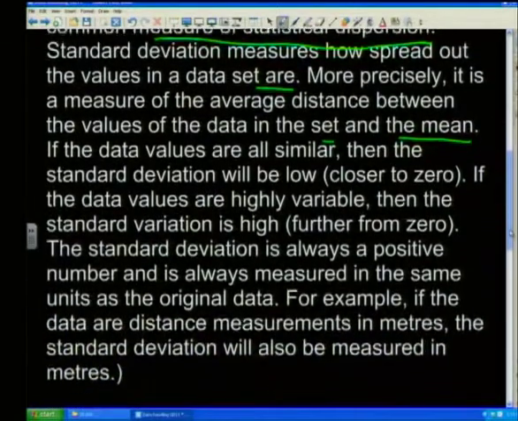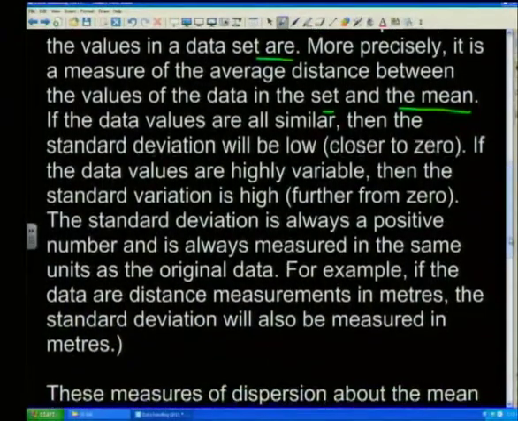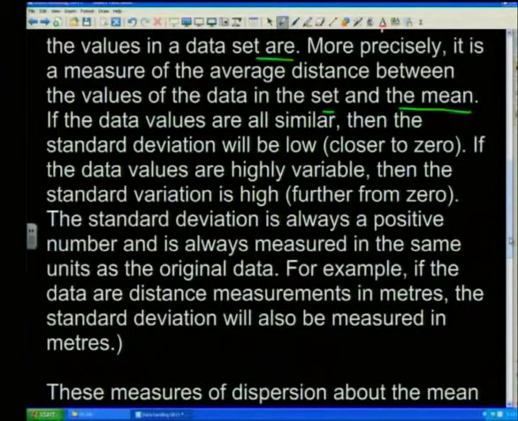An important thing to remember is that if the data values are all similar, then the standard deviation will be very low, okay, to show that everything is quite densely packed around the mean. So your values will be closer to 0. If the data values are highly variable, then your standard deviation is going to be high and it's going to be further away from the 0.